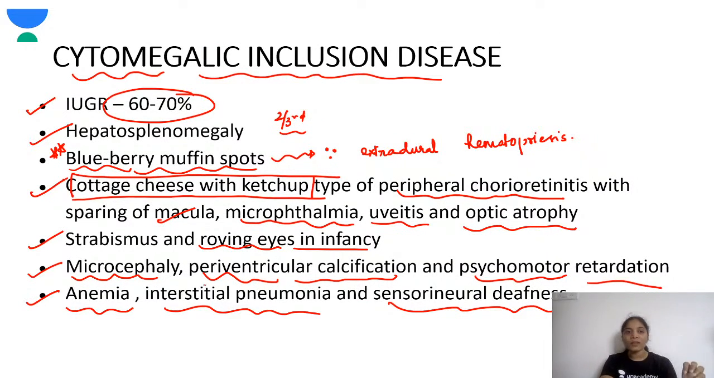It is in 60 to 70% of the patients. Hepatosplenomegaly is also very prominent. The next important thing, there is petechiae and purpura, which is seen as blueberry muffin spots.